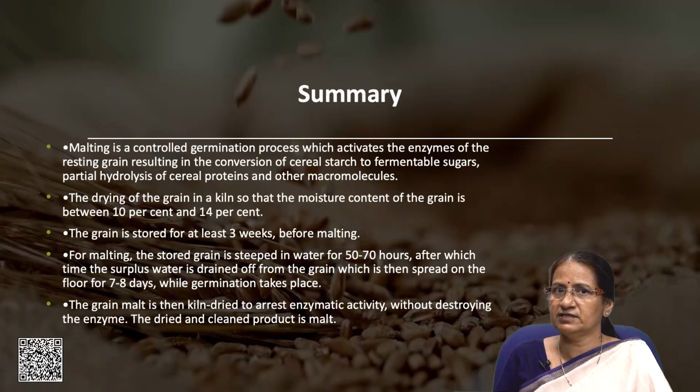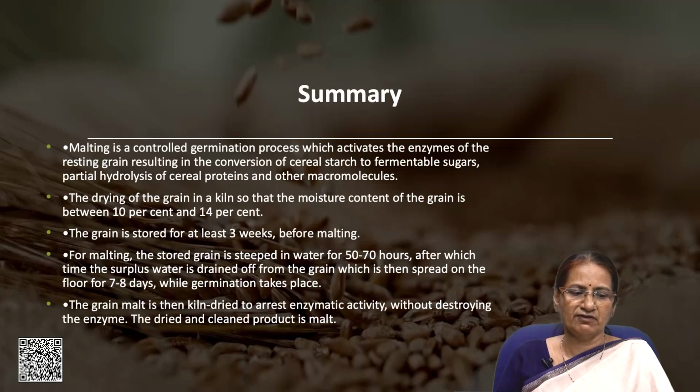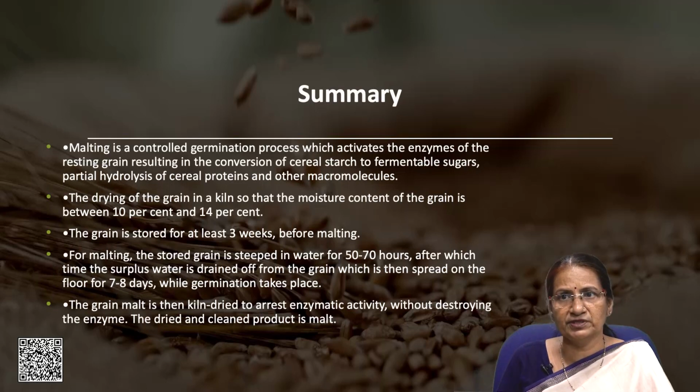Now, let us summarize. Malting is a controlled germination process which activates the enzymes of the resting grain, resulting in the conversion of cereal starch to fermentable sugars, and partial hydrolysis of cereal proteins and other macromolecules. The malting operation starts with the drying of the grain in a kiln so that the moisture content of the grain is between 10 to 14%.